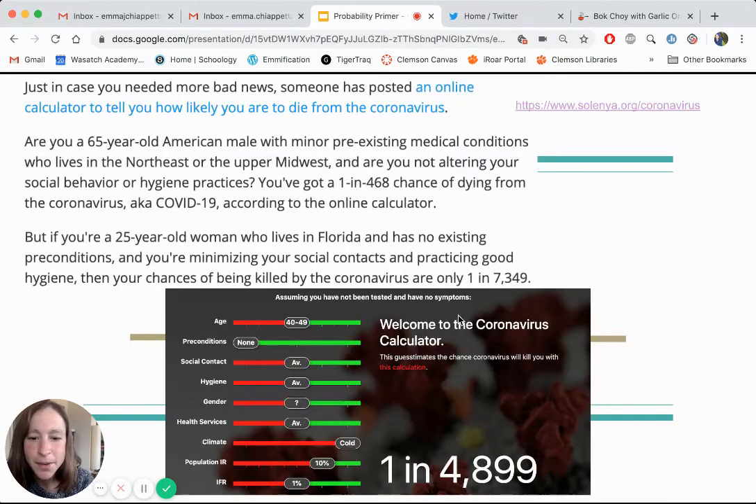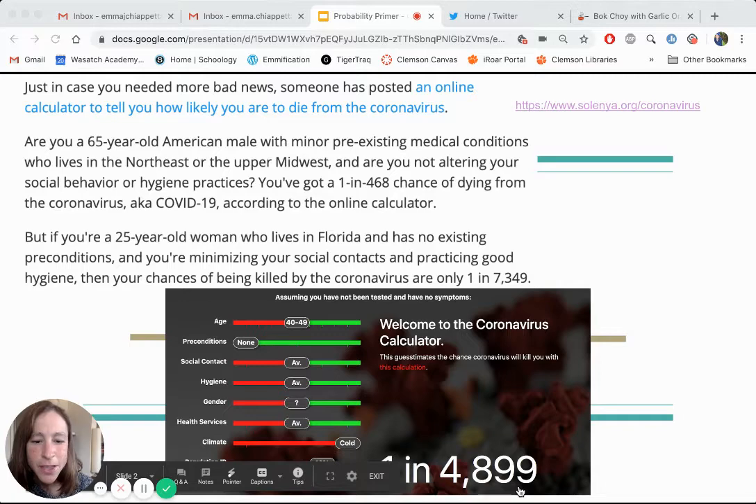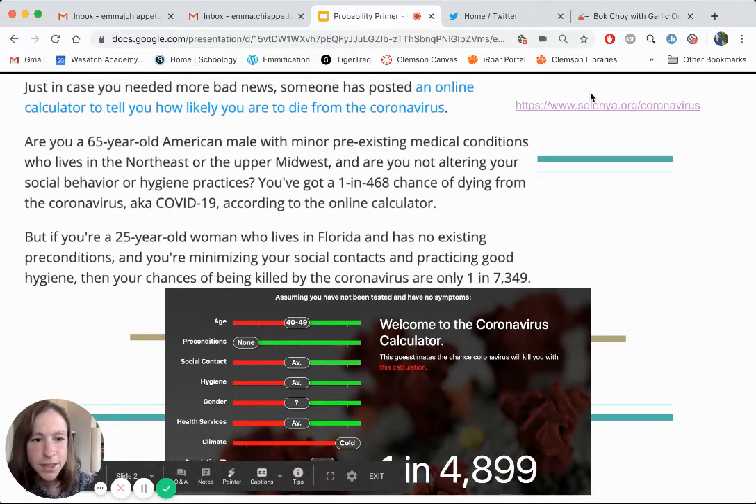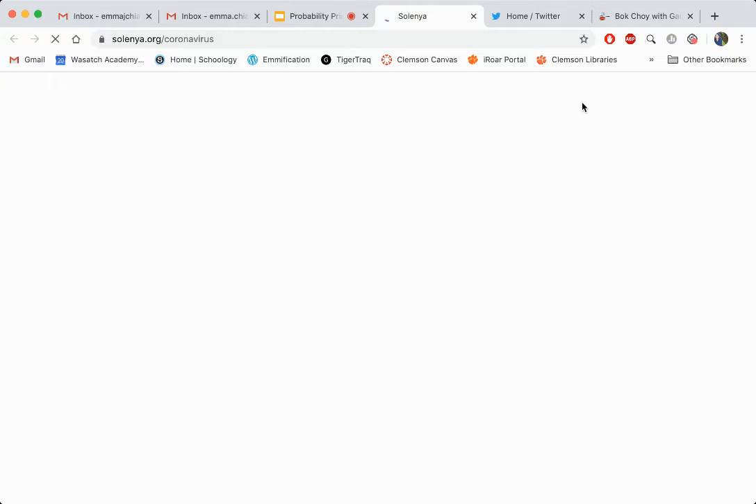The first thing that I want to show you is there exists a coronavirus calculator which calculates your risk of dying from coronavirus. And it takes into account these different conditions. So let's check it out.